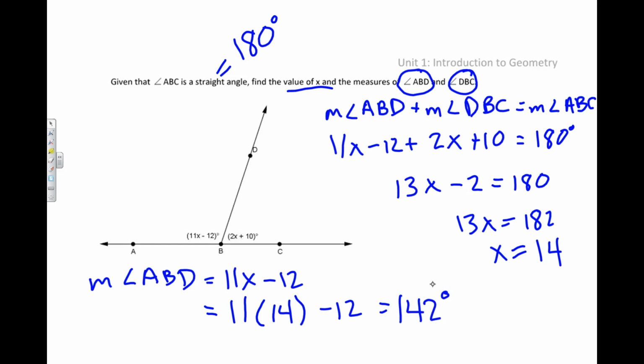And I want you guys now to find the measure of angle DBC. So go ahead and take a moment and do that. And you should have gotten 38 degrees.